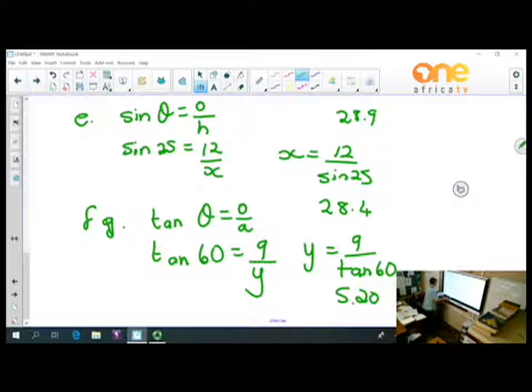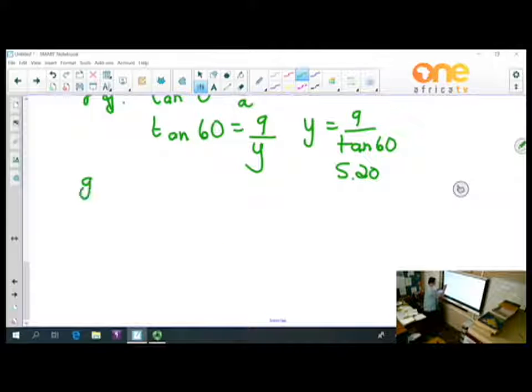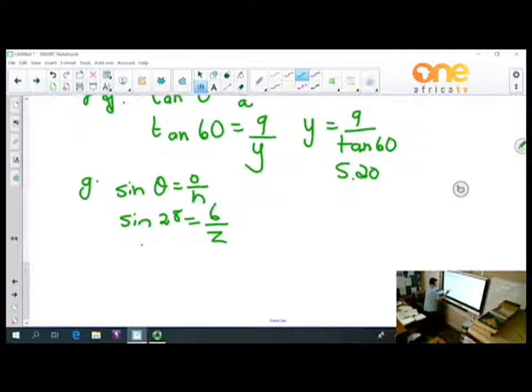3 significant figures. Now it's number G. Which function? Sine. Sine theta is opposite over hypotenuse. Substitute. Sine 28 is equal to 6 over z. Which method? Bottom divide. So it's 6 divided by sine 28, and 6 divided by sine 28 is equal to 12.8.